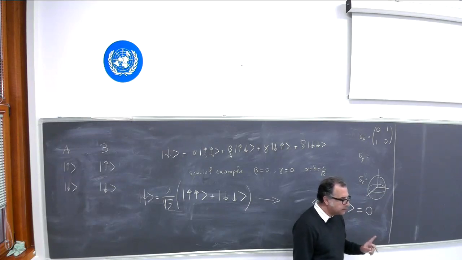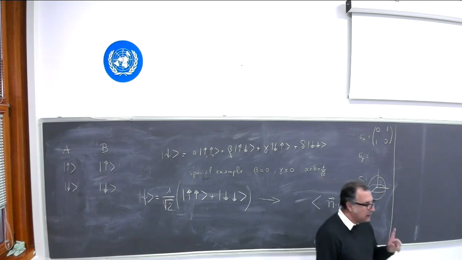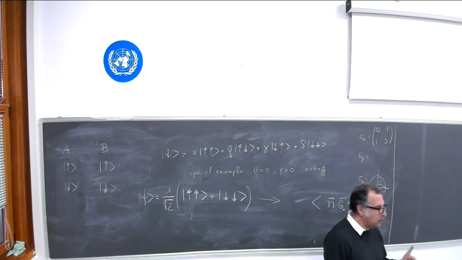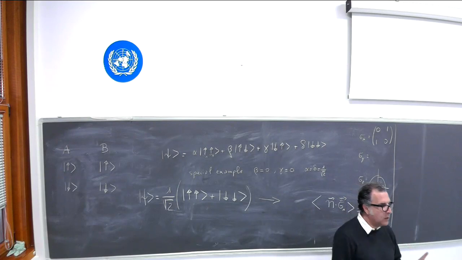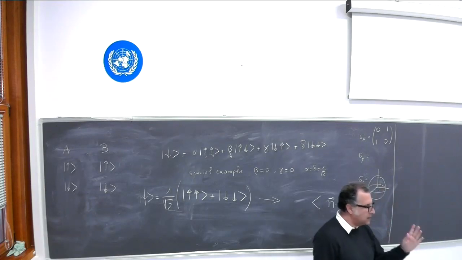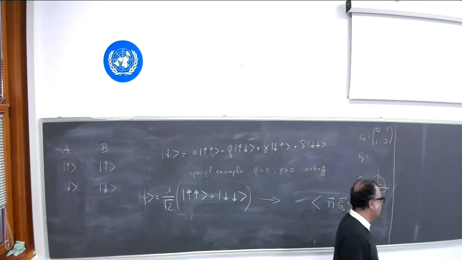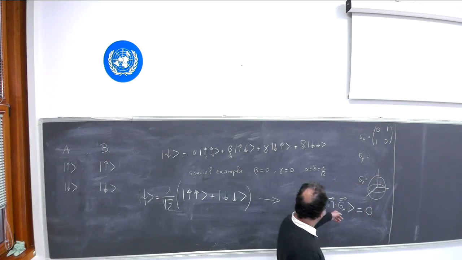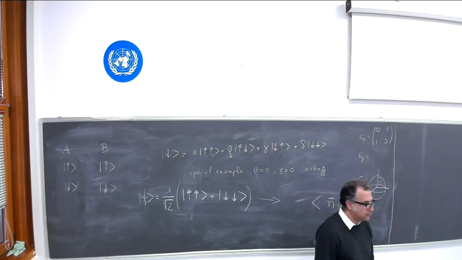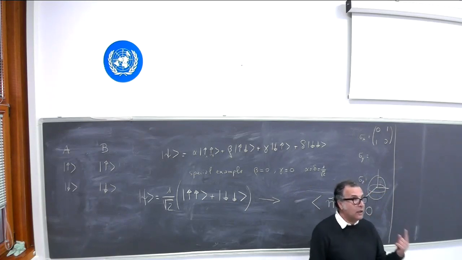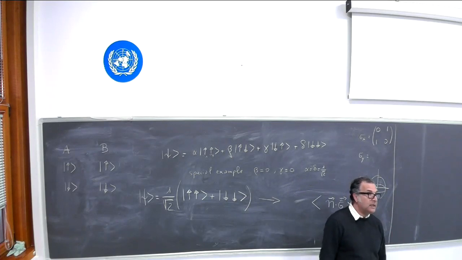You said pure. However, it is not possible that it's pure, because yesterday we saw that for a pure state, this should be an eigenvalue in a given direction, of the spin pointing in a given direction. And here you see that all the components are zero. So try to remember from yesterday, what is the only mixed state?